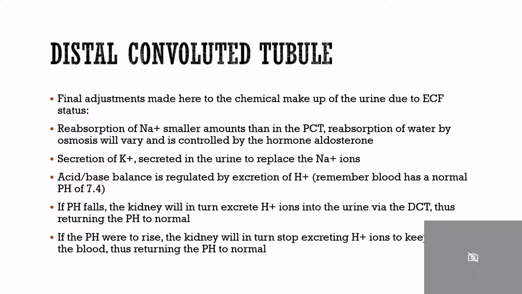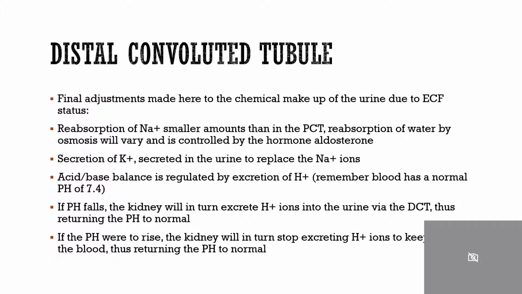So within the distal convoluted tubule we have final adjustments being made to the chemical makeup of the urine due to the status of the ECF, extracellular fluid. We have reabsorption of sodium, in smaller amounts than in the proximal convoluted tubule, and reabsorption of water by osmosis will vary and is controlled by the hormone aldosterone. Potassium is secreted in urine to replace the sodium ions.